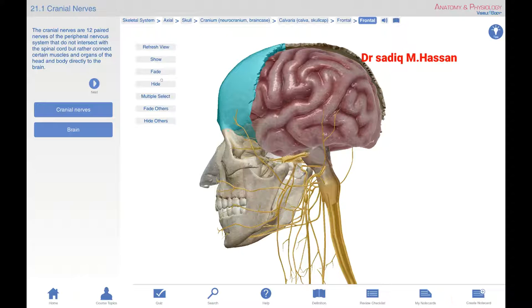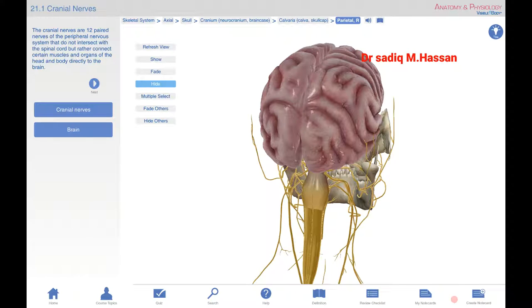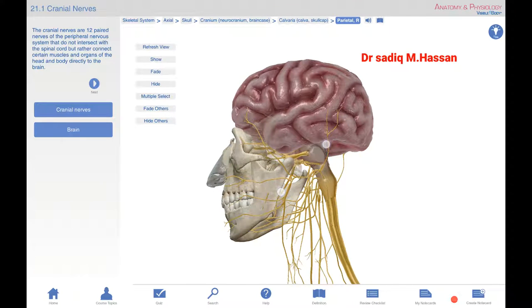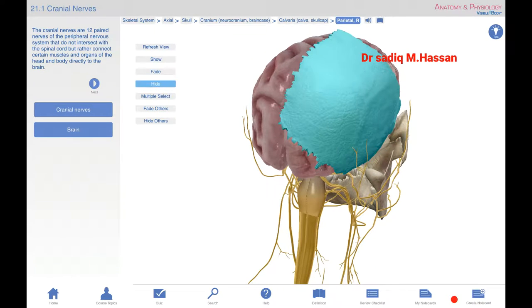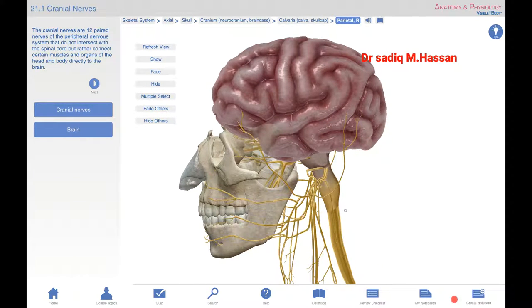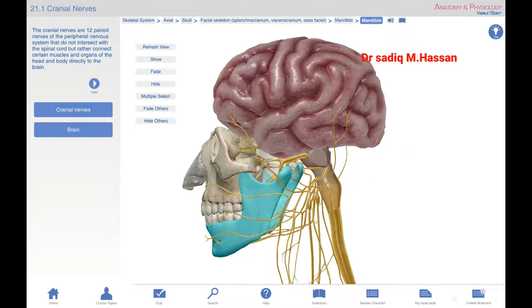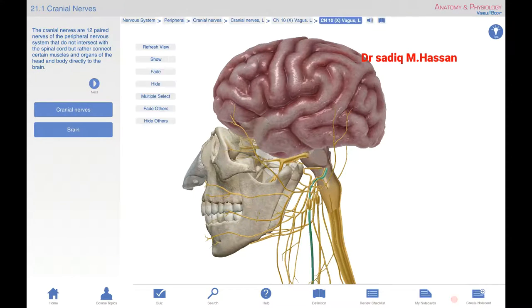Here we see. Let me hide this one structure. This structure. So this is the brain. Yes, again, this is the brain. This is the brain. And all this is the spinal cord. This is the medulla oblongata. And this is the spinal cord. All this teeny yellow plexus, or these structures, are cranial nerves.